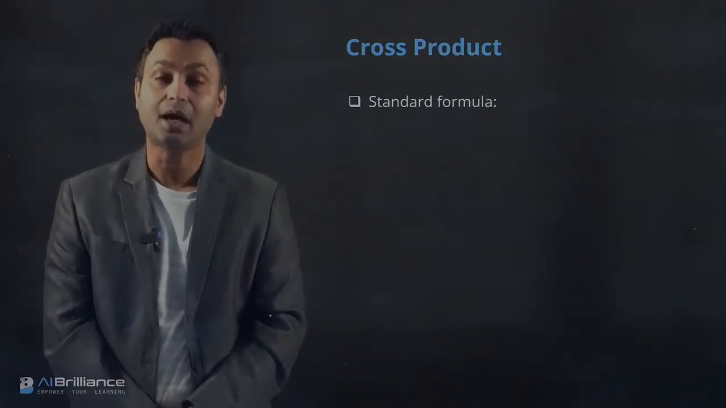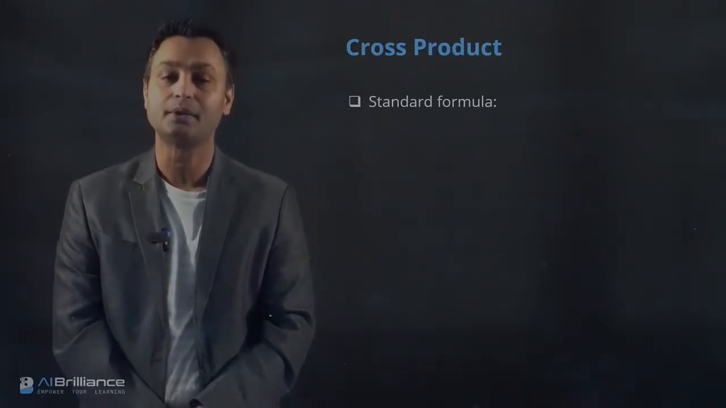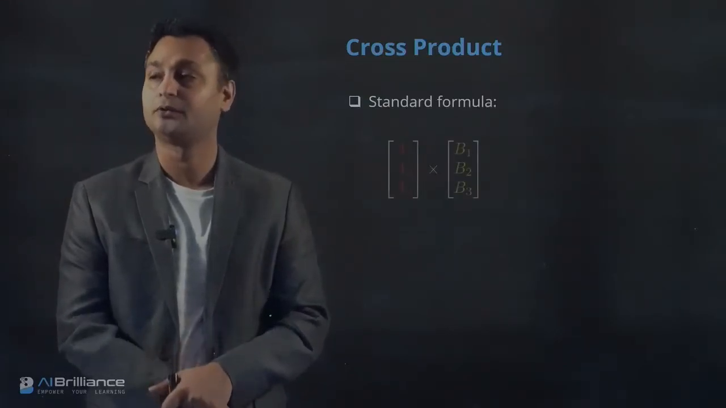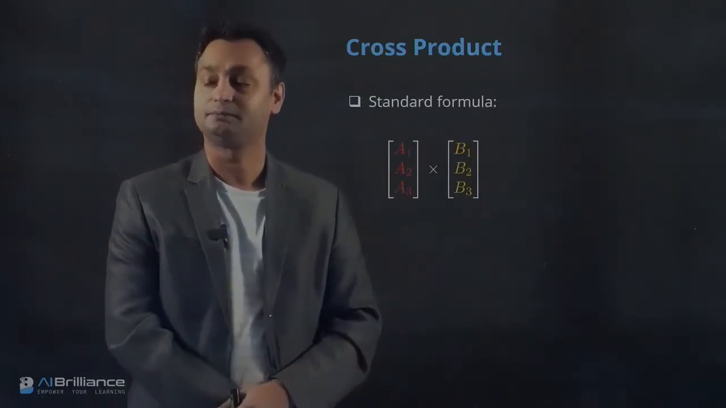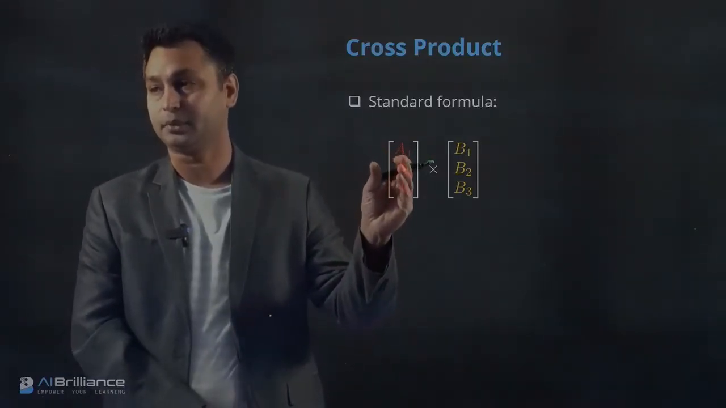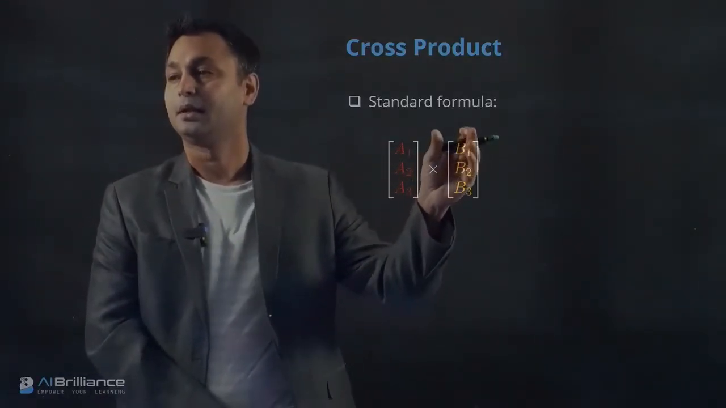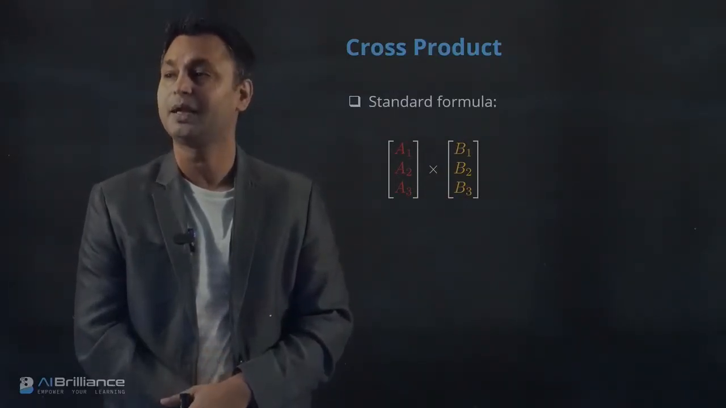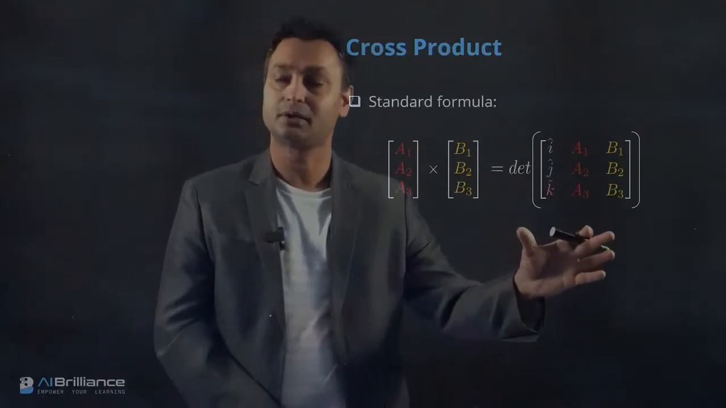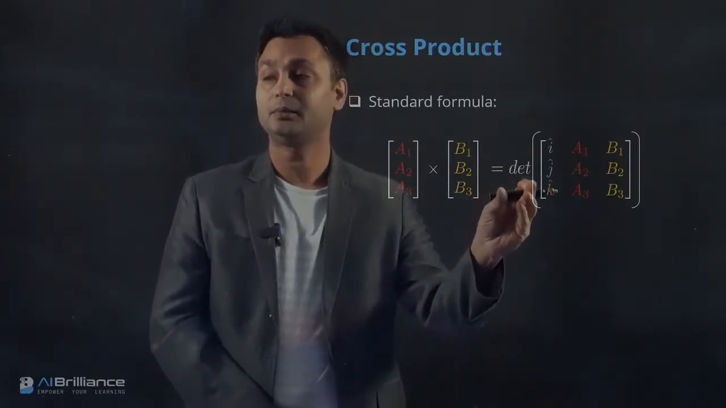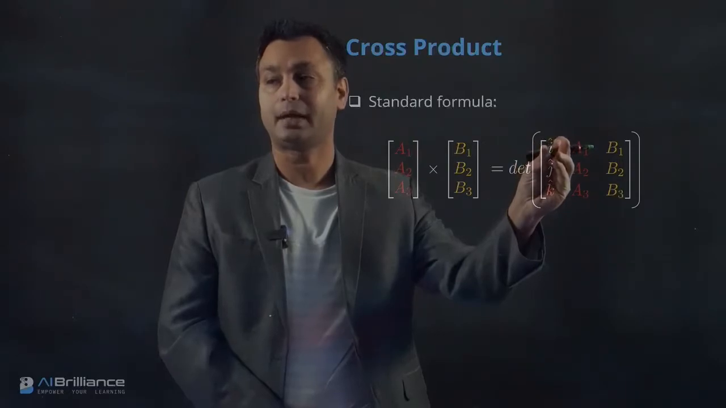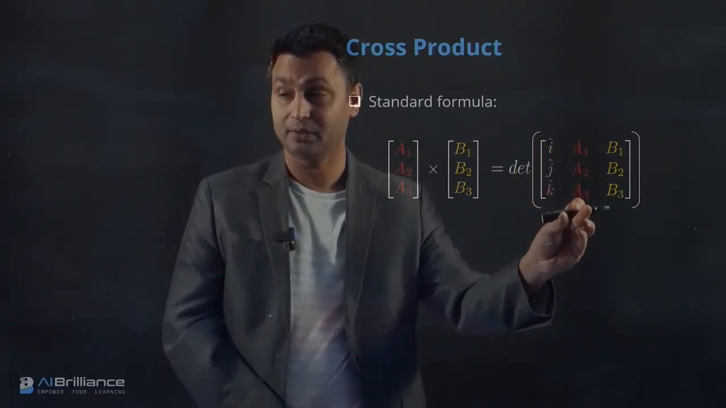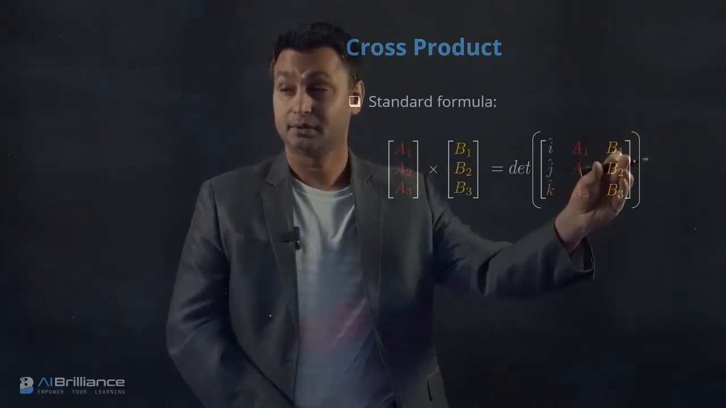Let's see how we can numerically implement a cross product in an efficient way. The standard formula for the cross product of two vectors A and B, which have, let's say, multiple tuples, for example, 3 tuples A1, A2, and A3 in vector A, and B1, B2, and B3 in vector B. If I want to take a cross product of that, then it can be given by this equation. I create a determinant where the first row is the I, J, and K unit vectors. The second row is the A vector. The third row is the B vector.